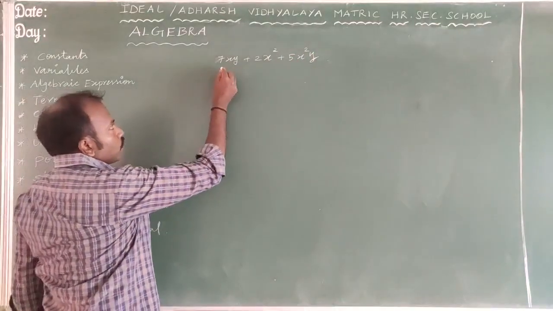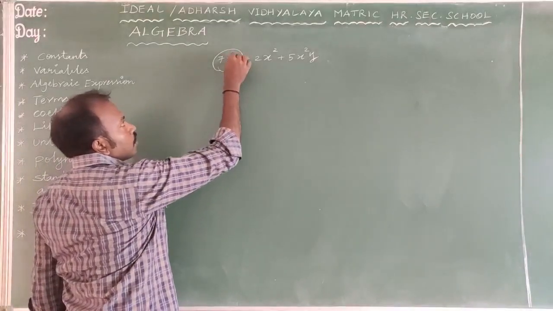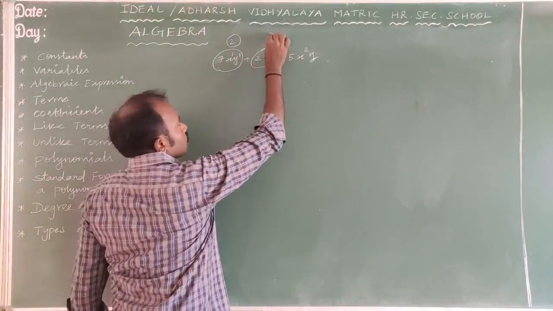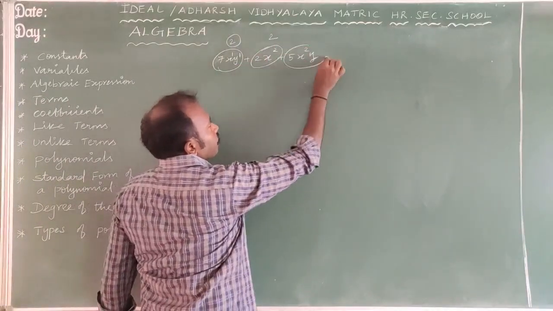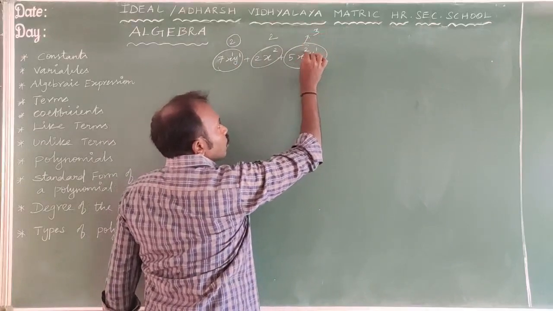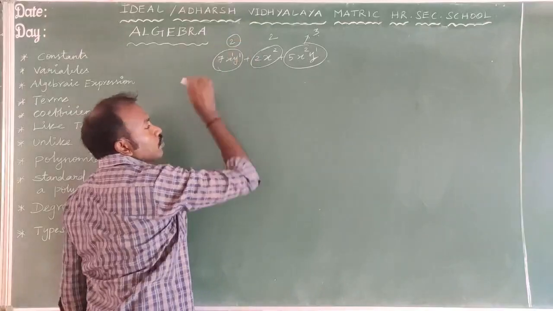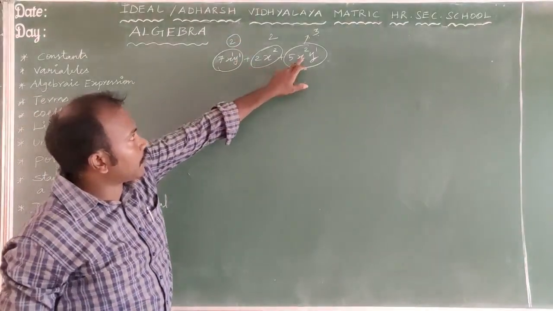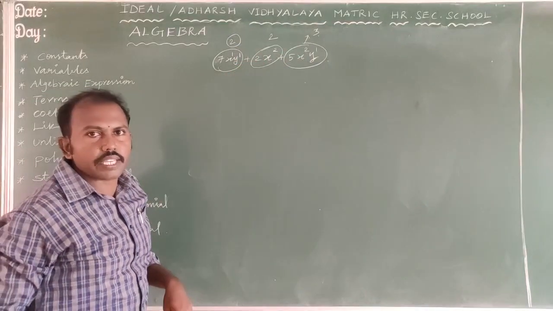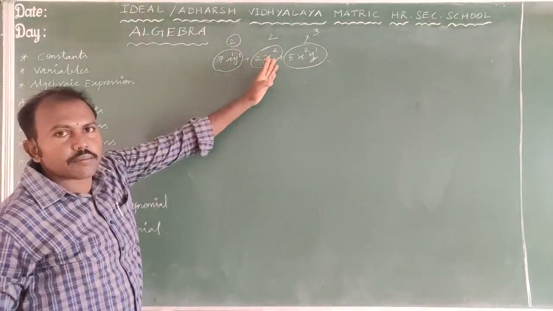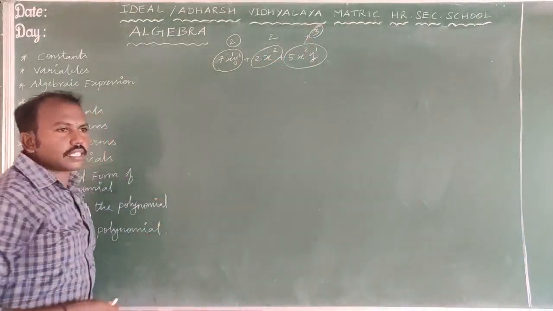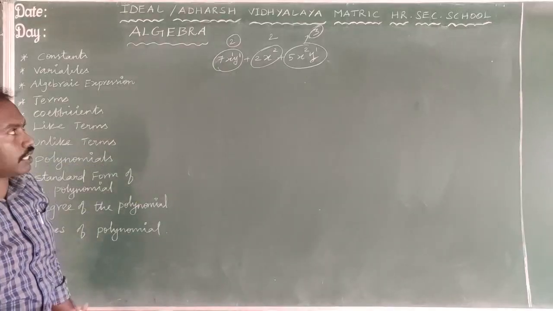Okay, so what will be its degree? 1 plus 1, that is 2. Then the degree of 2x squared is also 2. Then the degree of 5x squared y is 3, that is 2 plus 1, 3. Here also 1 plus 1, 2. Then the degree of the polynomial is 3. So the highest power is the degree of the polynomial. That is 3, 3 is the degree of this polynomial.